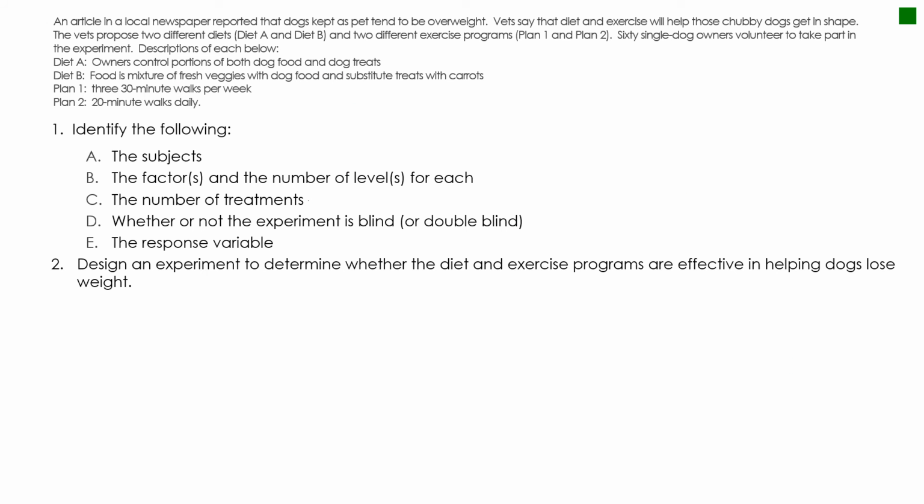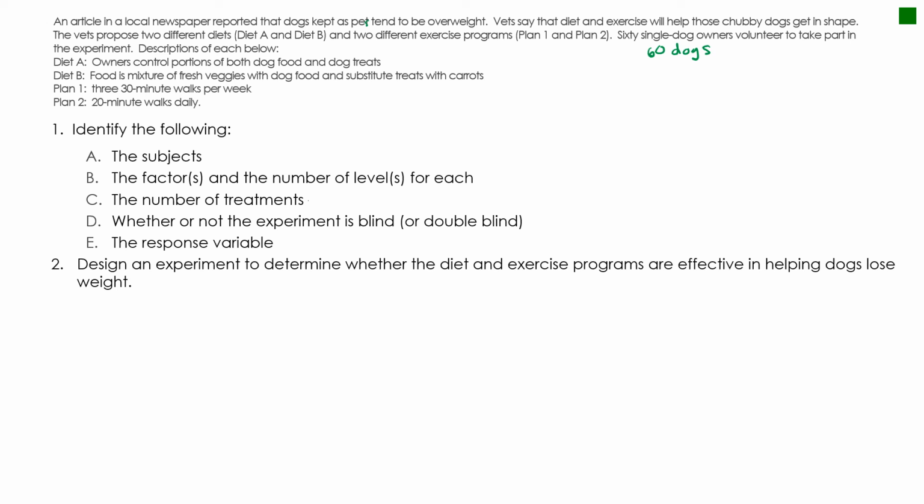And my second question: an article in a local newspaper reported that dogs kept as pets tend to be overweight. Vets say that diet and exercise will help those chubby dogs get into shape. The vets proposed 2 different diets, Diet A and Diet B, and 2 different exercise programs, Plan 1 and Plan 2. 60 single dog owners, which means there are just 60 dogs total, volunteer to take part in this experiment.